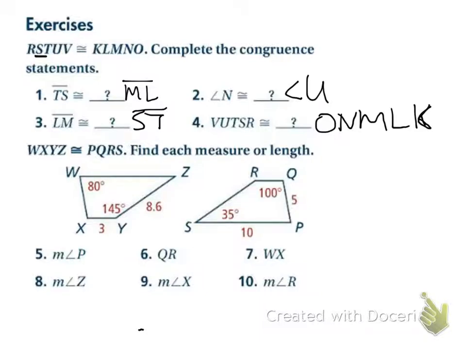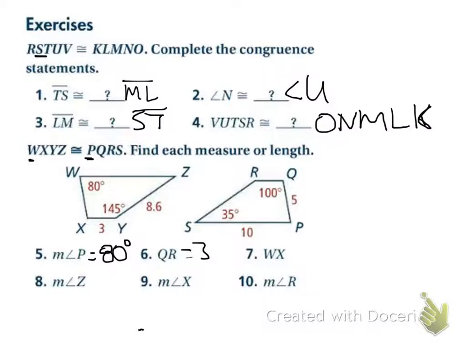Okay, now we look down at 5 through 8, we're going to match up corresponding parts. So angle P is corresponding in the name to W. So the measure of angle W is 80, so P will be the same thing. QR are the second, third letters, so it's going to be corresponding to XY. XY is 3, so QR is 3.